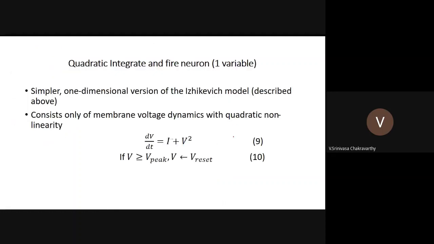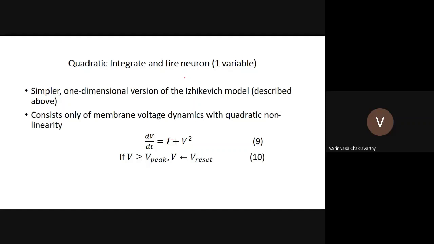The next model is even simpler. We can easily theoretically analyze it and understand why it behaves like this. It is again on the same lines, but just imagine that the second equation is not there in the previous system, and that model is called a quadratic integrate and fire neuron model.